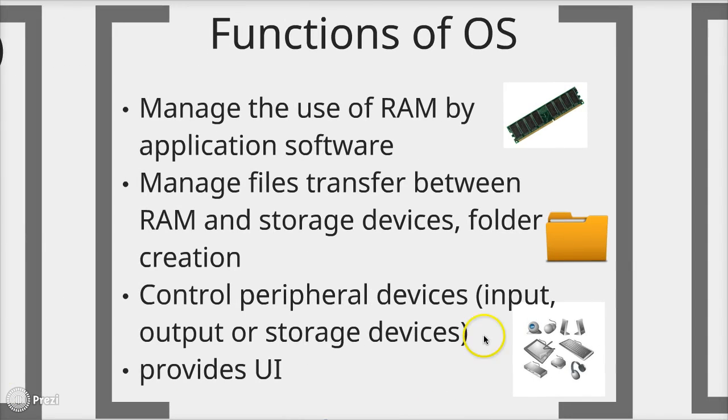And now we can look at the function of an operating system. It will manage the use of memory, or random access memory, by the application software. And it also manages the file transfer between the RAM and the storage device, for example, folder creation. And it also controls the peripheral devices. Peripheral means the input, output, or storage devices. And it also provides the user interface so that the user can control the computer.